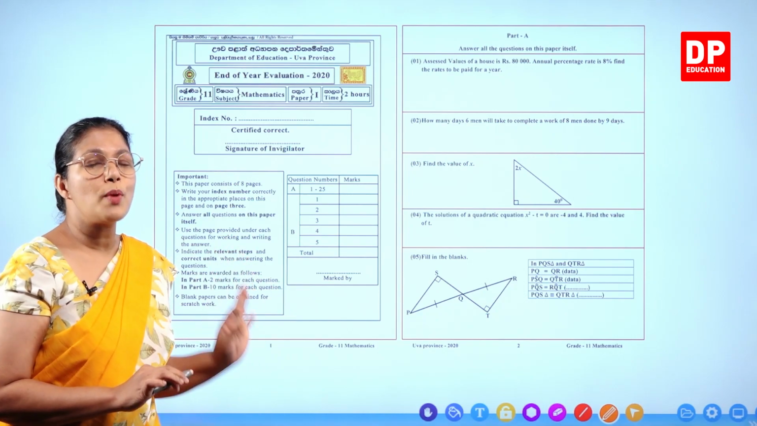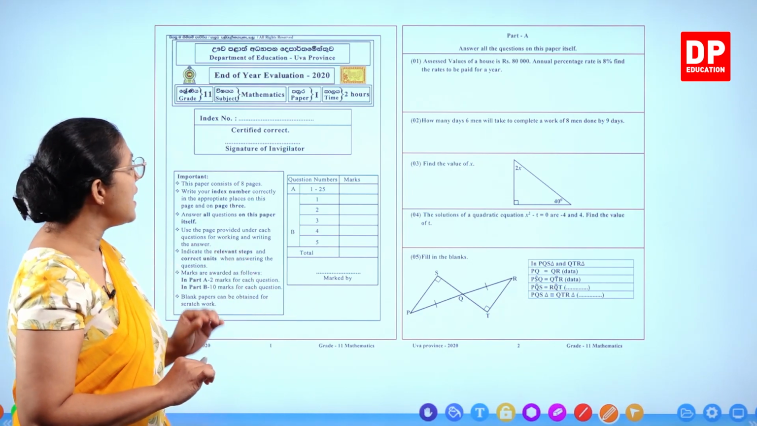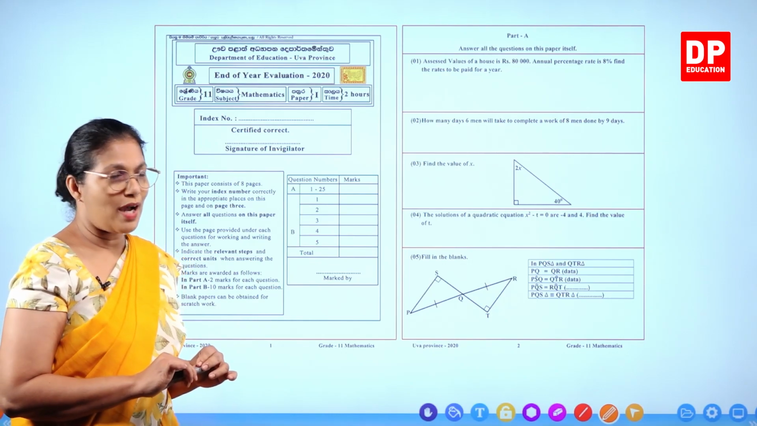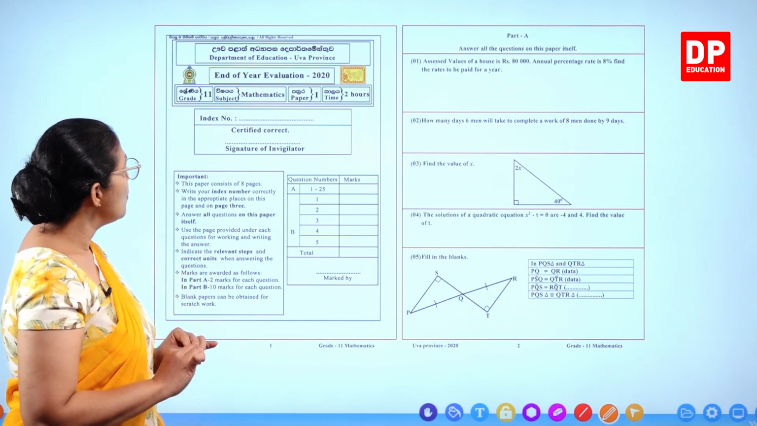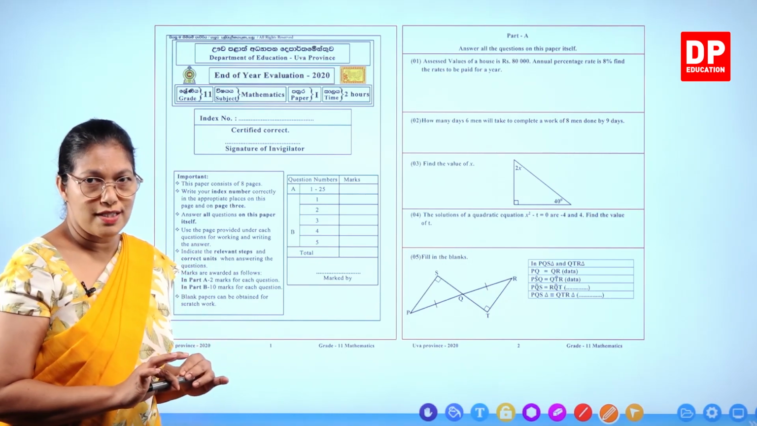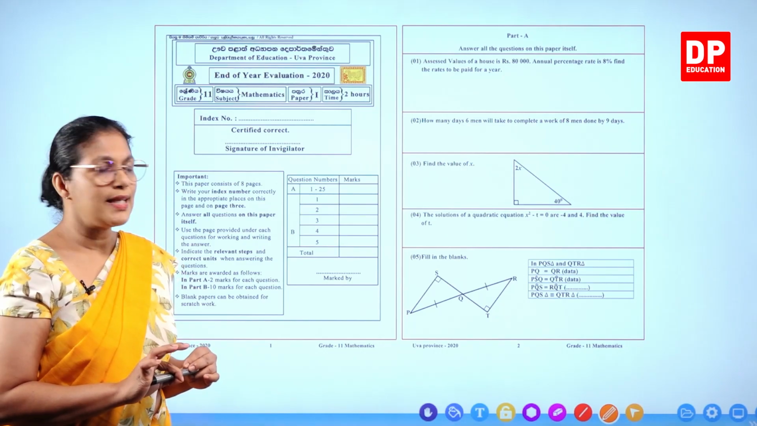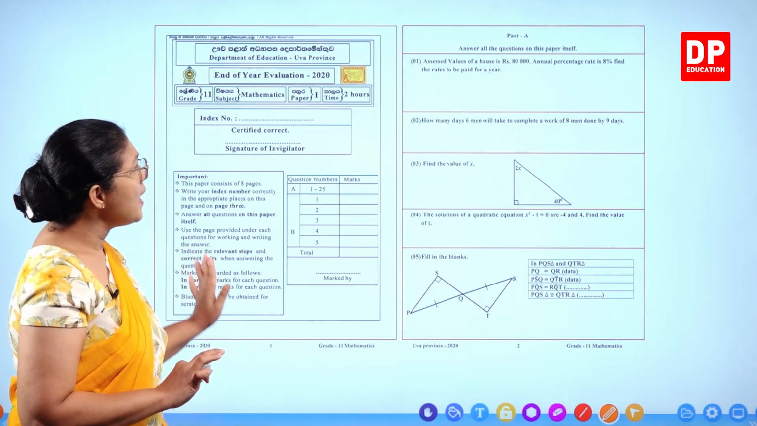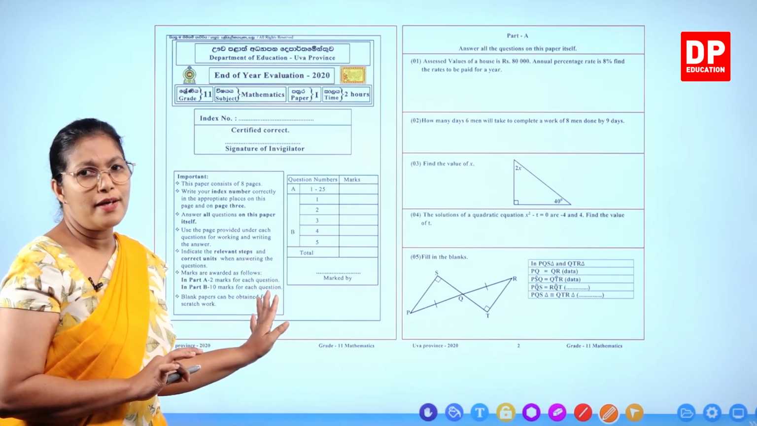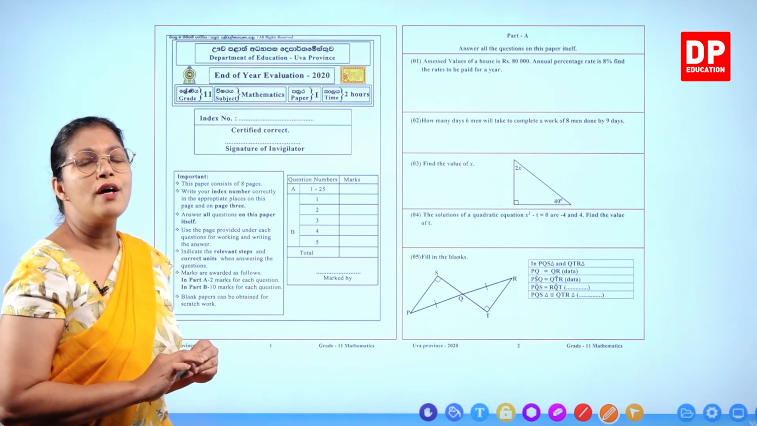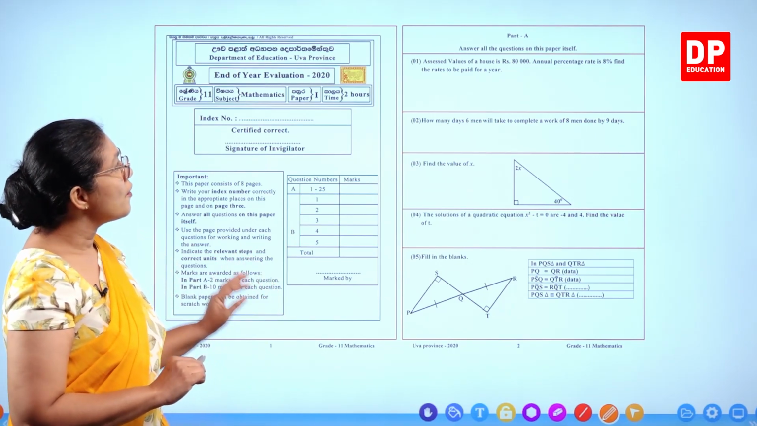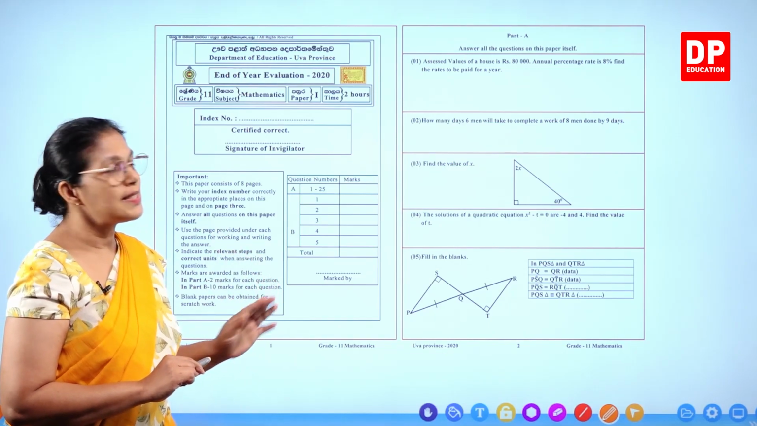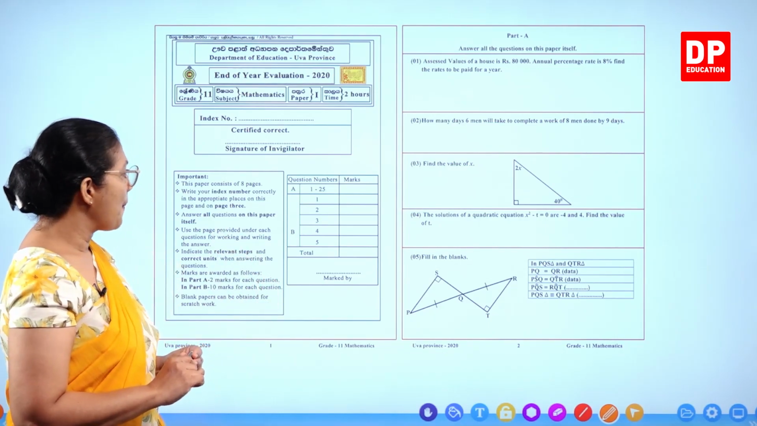In Part A you get 25 short questions and each question is worth 2 marks. And in Part B you get 5 long questions and each question is worth 10 marks. And spaces are given in this paper, so you don't have to ask for rough papers. So you can answer all the questions in the spaces provided.